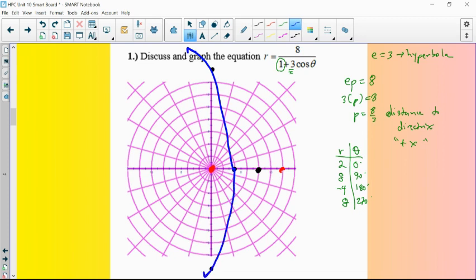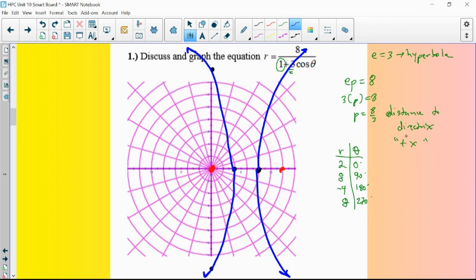Very, very wide and skinny one. The other one's going to have to look something like this. Right? Because again, the branches have to encompass the focal point. And if there was another one over here, it'd have to encompass that too.